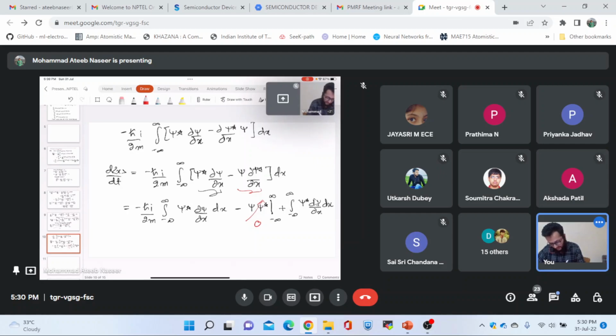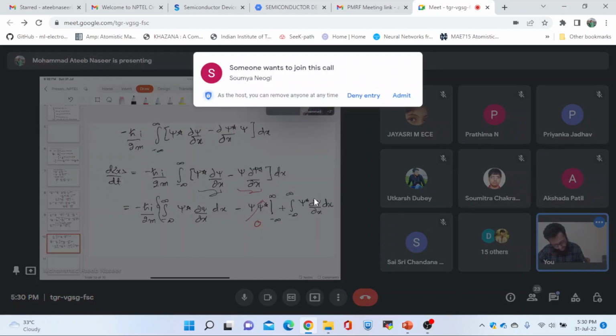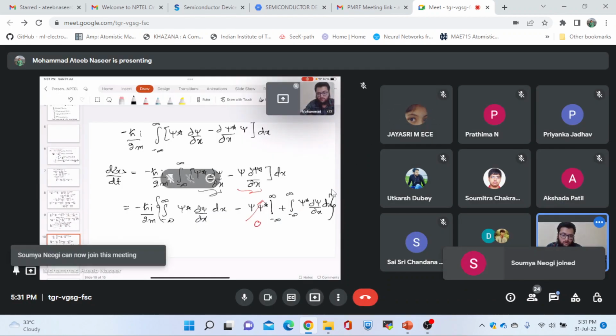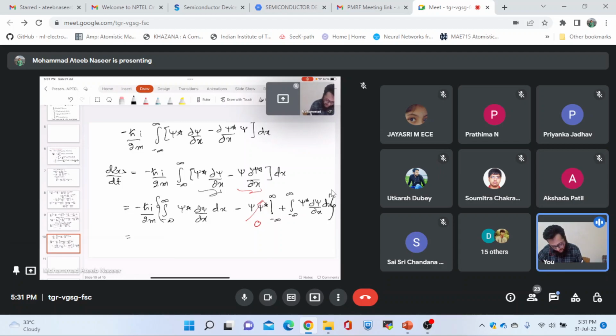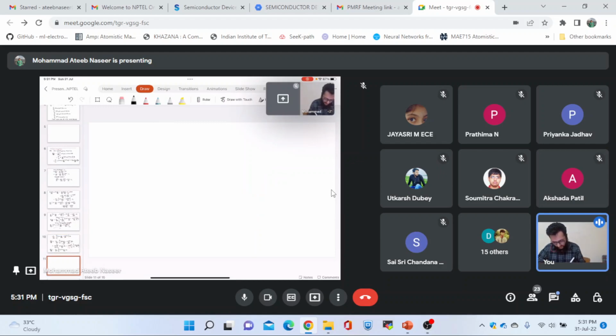So it simply means that we just have to handle the first two expressions, and these two expressions simply will add up because we can see that the limits of integration are the same, and also the integrand inside is the same. It's just the psi star d psi by dx. So we can write dx by dt to be equal to minus h bar iota by 2m, minus infinity to infinity. Since these two will add up, this will be psi star d psi by dx integrated over dx, and this 2 and 2 will go.